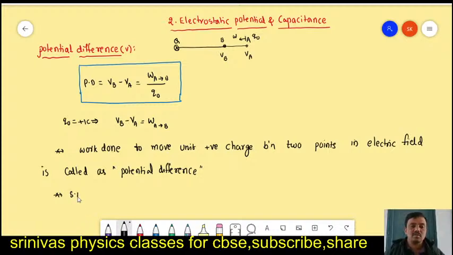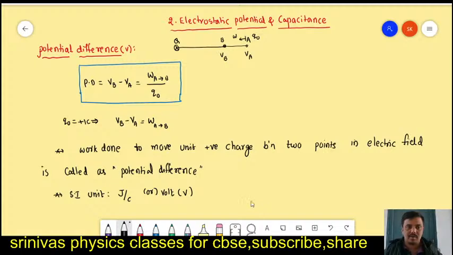And what is the SI unit of the potential difference? Okay, potential difference is the work by charge. We can write it as joule by coulomb. Work is joule, charge is coulomb, so work per charge is joule per coulomb. Or simply we can also write volt. Its symbol is V. Okay, volt or joule per coulomb is the unit of potential difference.